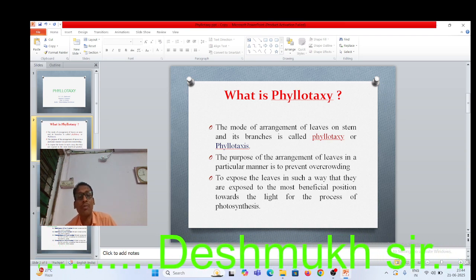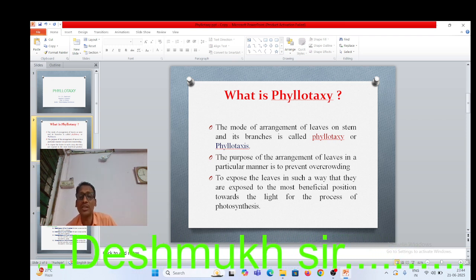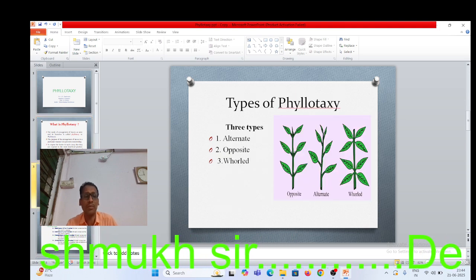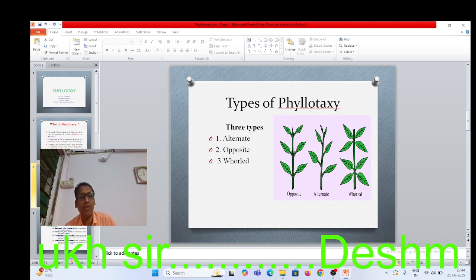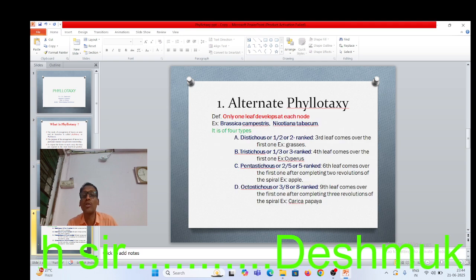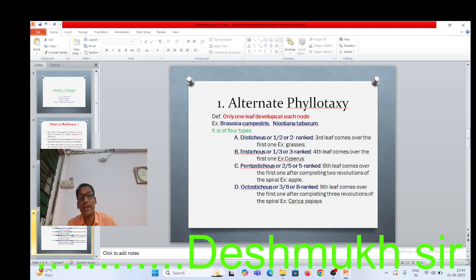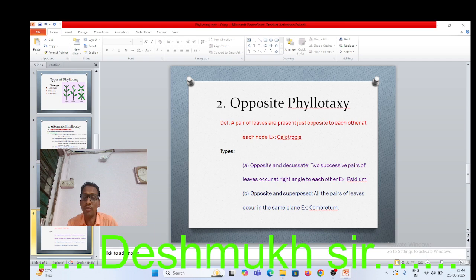To check or to prevent overcrowding, and also to receive more sunlight in such a way that they are going to carry out more photosynthesis. So for that purpose, there are 3 different kinds: alternate, opposite and whorled phyllotaxy. Alternate phyllotaxy possesses 4 different kinds: the second rank, third rank, fifth rank and 8th rank type of phyllotaxy. And the second one is nothing but the opposite phyllotaxy.